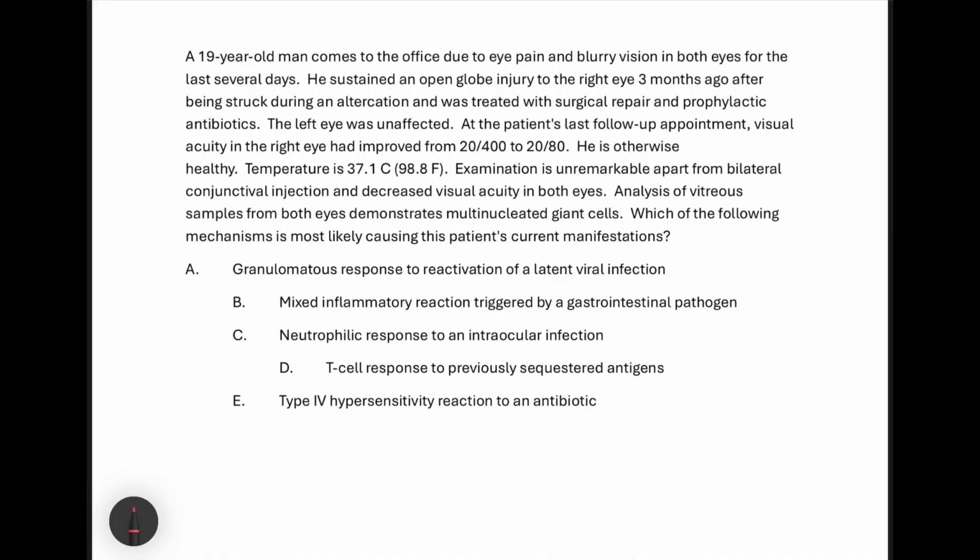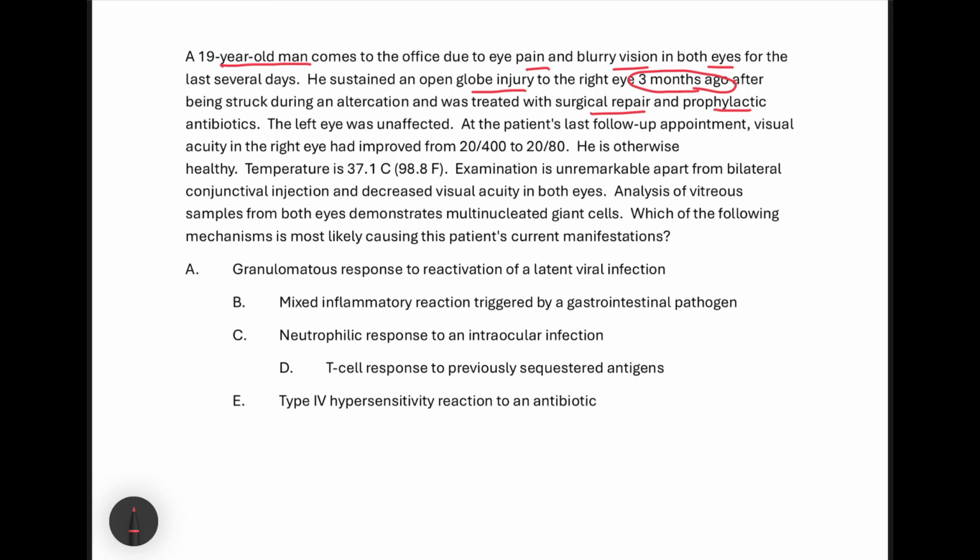About the USMLE practice poll questions regarding immunology. First question: a 19-year-old man comes to the office with eye pain and blurry vision in both eyes for the last several days. He sustained an open globe injury to the right eye 3 months ago after being struck during an altercation and was treated with surgical repair and prophylactic antibiotics.